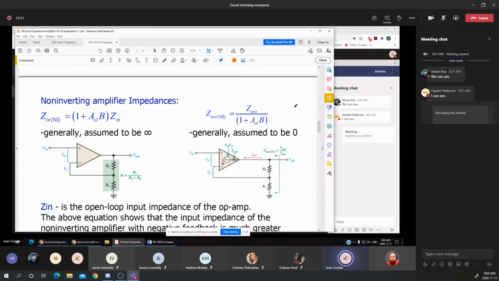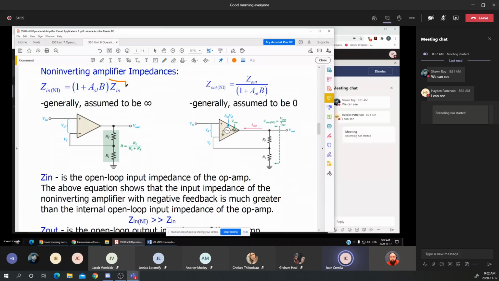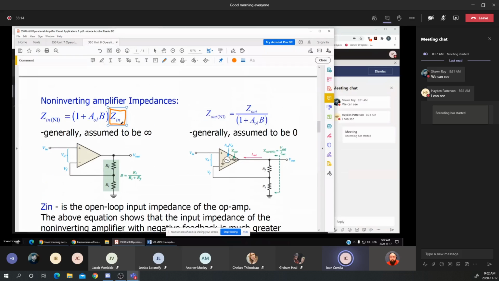Now, in terms of the input and the output impedances for the non-inverting amplifiers, the Zin that is given is provided by a manufacturer without having any external devices or any external feedback circuit connected between the output and the input. That's provided by the manufacturer.